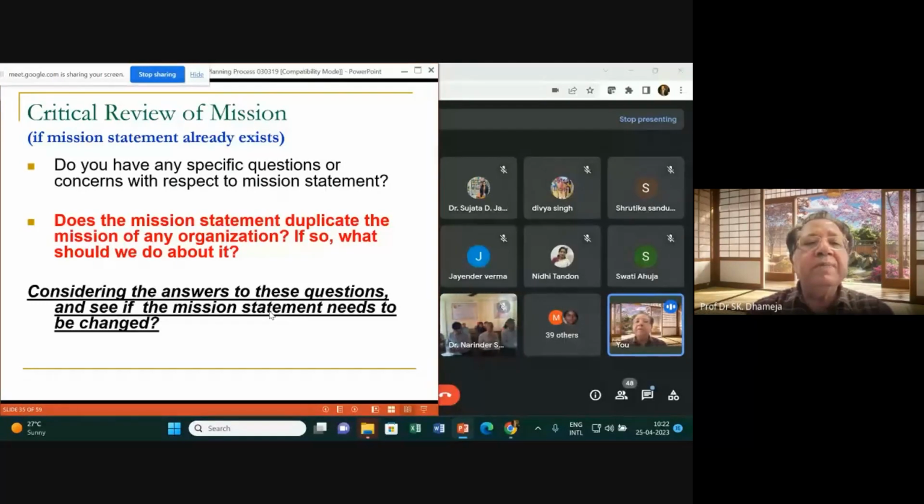So do you have any specific questions or concerns with respect to the present mission statement? Does a mission statement duplicate the mission of any other organization? If so, what should we do about it? You have to think and maybe you have to change your mission statement. Considering the answers to these questions, see if the mission statement needs to be changed in case of an existing mission statement I'm talking about.